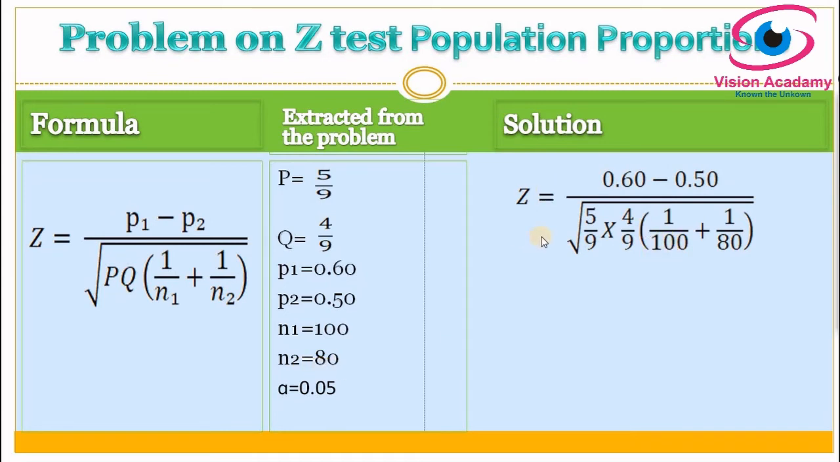So I have replaced all the given details in the formula. Moving further, I will simplify this formula. 0.60 minus 0.50, I will get 0.10.